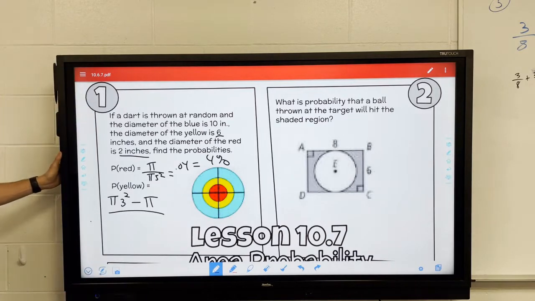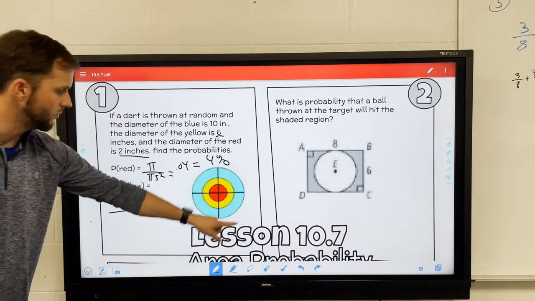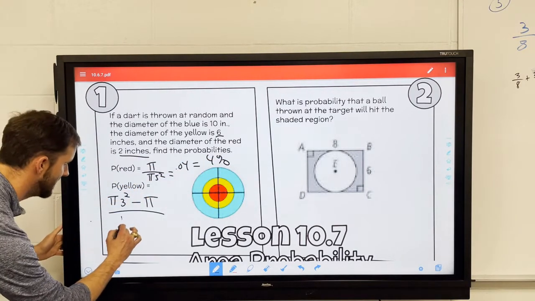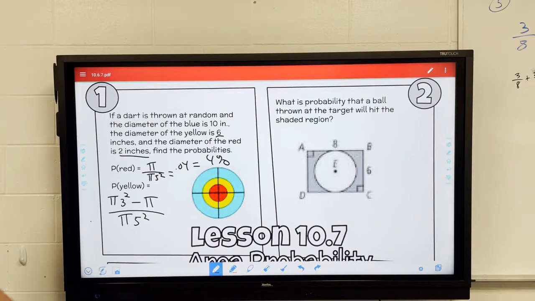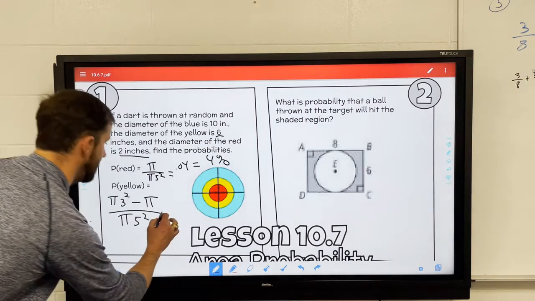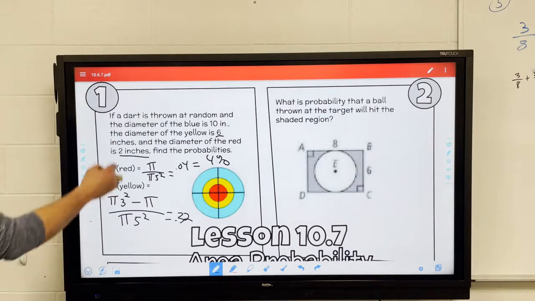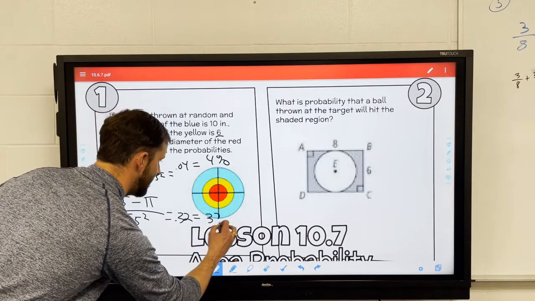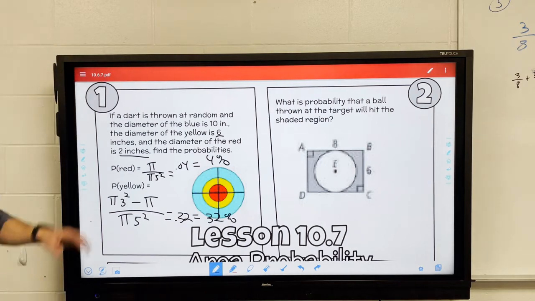Then I divide all that by the total area, which was the blue, pi times 5 squared. Now I just multiply all that out. Control divide, pi times 3 squared minus pi, all over 5 squared times pi. When I click enter, that gives me a 0.32 chance, which, moving 2 decimal places over, is about a 32% chance of that happening. So again, dealing with area, you put what you want on top and the total on the bottom, and that gives you what you want.